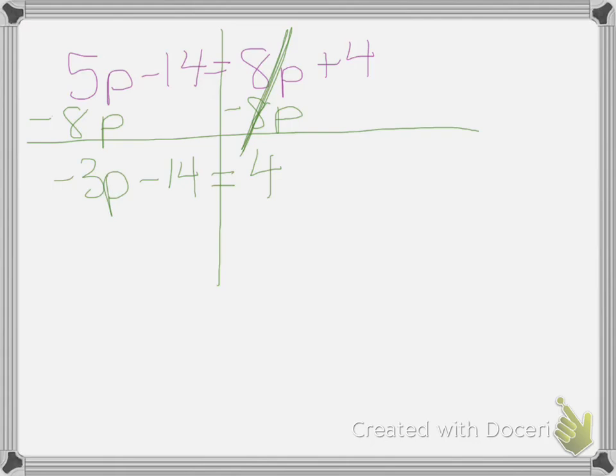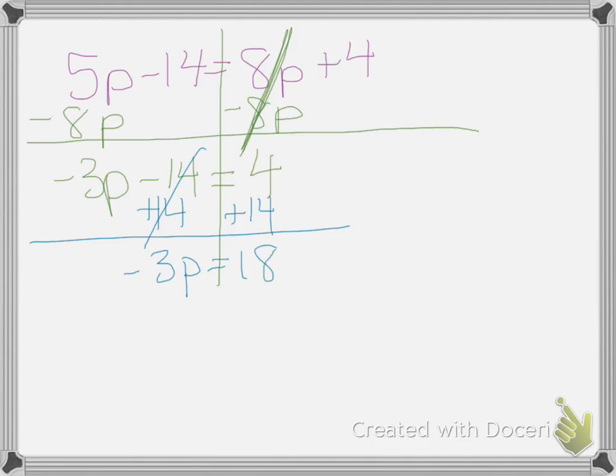There's no more like terms, unless you want to start thinking of it as these two constants are like terms, so you combine them. But again, when you're moving across that equal sign, you're doing the opposite. So you could think of it like that if that makes more sense to you. Right? And then we undo addition or subtraction first, and then we undo multiplication or division. So now we're left with negative 3p equals 18.